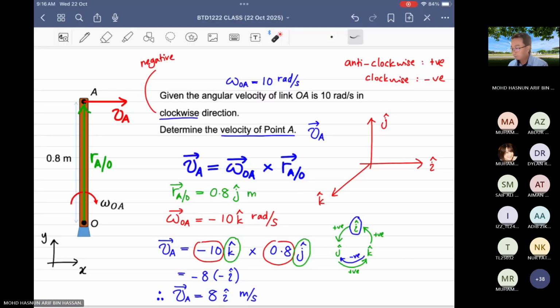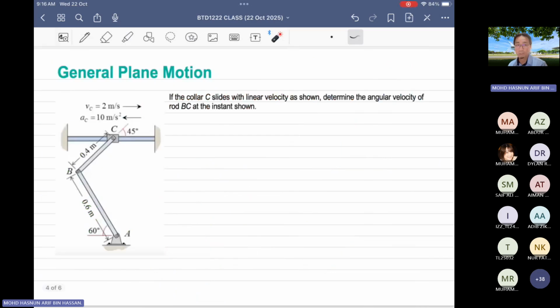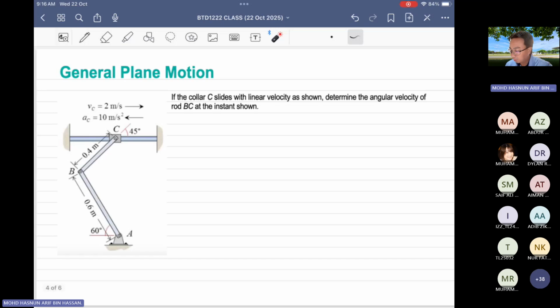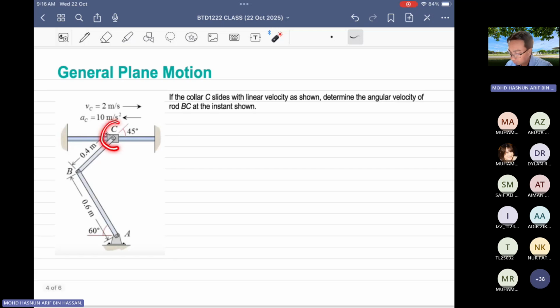Okay, so let's go to here. Right, this is an example of a general plane motion problem. Okay, let's read the question. If the collar C, where is the collar C? Collar C is here. This is collar C. Slides with linear velocity as shown. So basically, collar C is sliding.